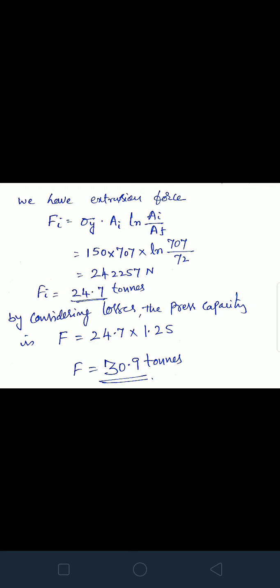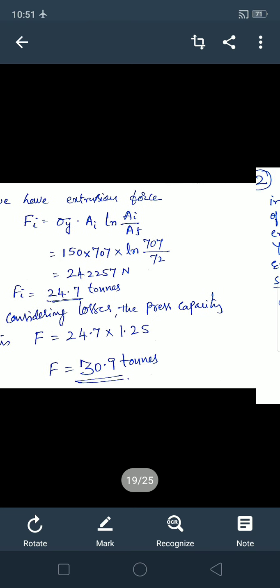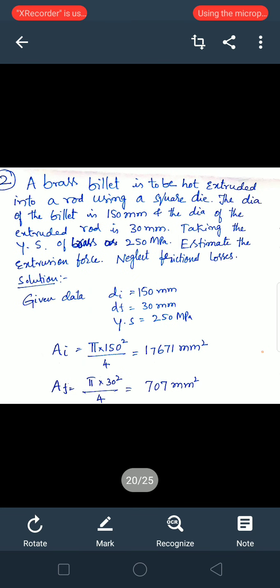So substituting the values in this equation, you will get the force required. Accordingly, 150 into 707 into ln of 707 by 72, you will get 2,42,257 Newton. Then if you reduce it into tons, the force in tons is 24.7 tons. By considering losses, F is equal to 24.7 into 1.25, that is 30.9 tons. That is the force required for extruding the given product.